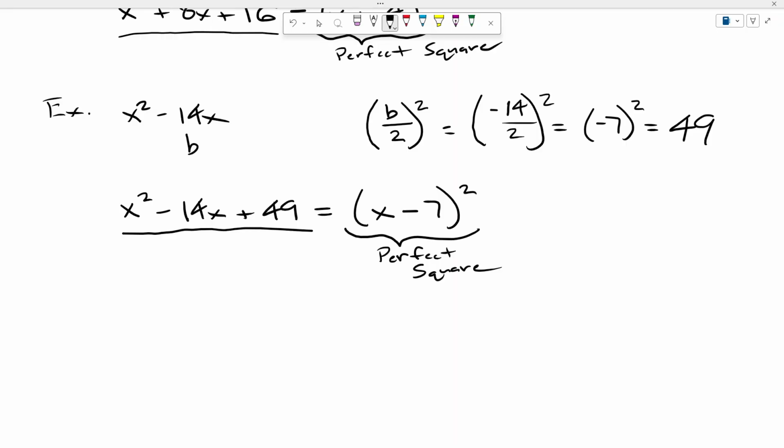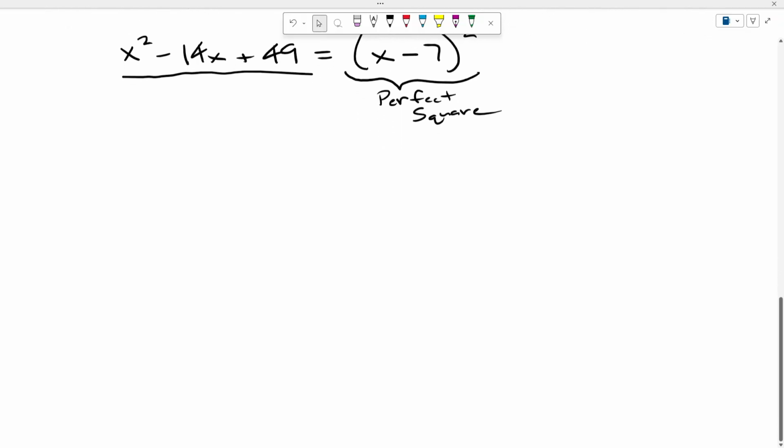All right, so now that we know how to determine what constant to add on by completing the square, let's do an example where we actually go about and solve for x. All right, so we're going to solve the quadratic equation using completing the square. So let's do x squared plus 18x plus 58 equals 0.